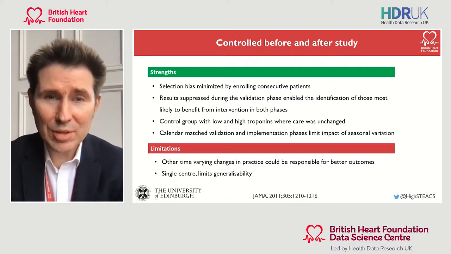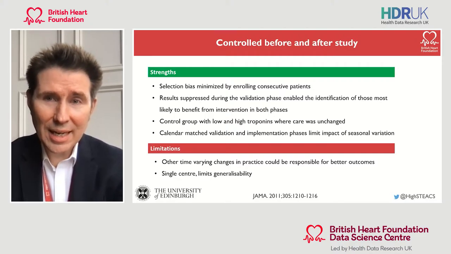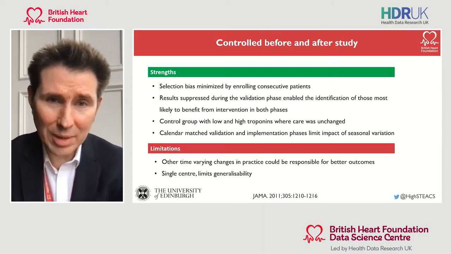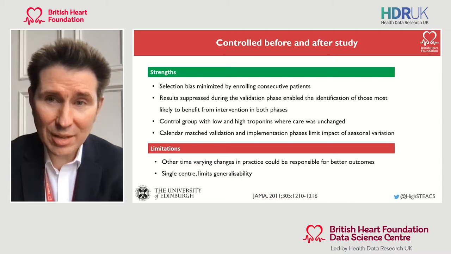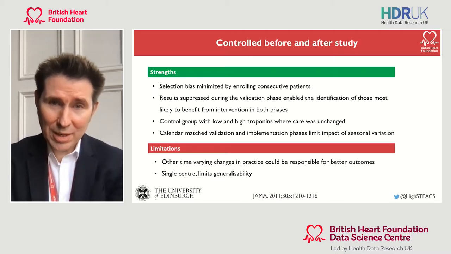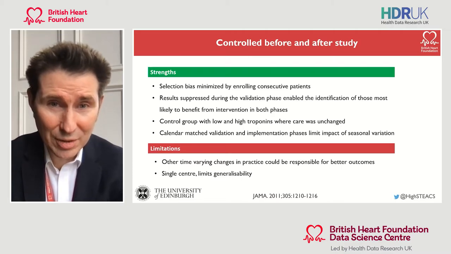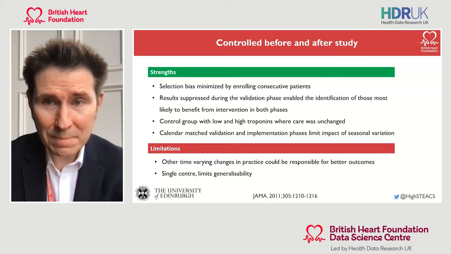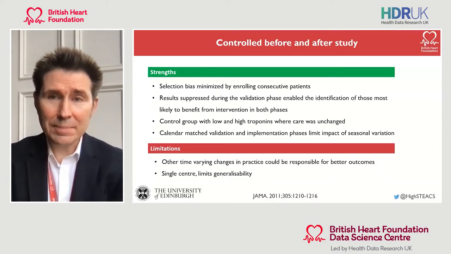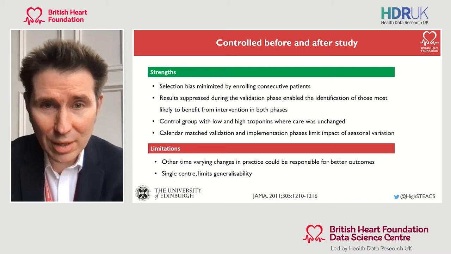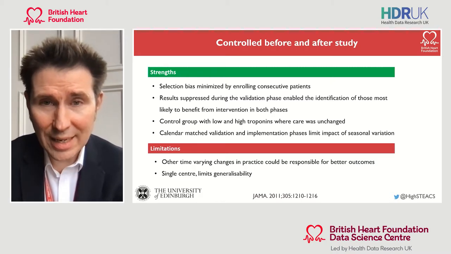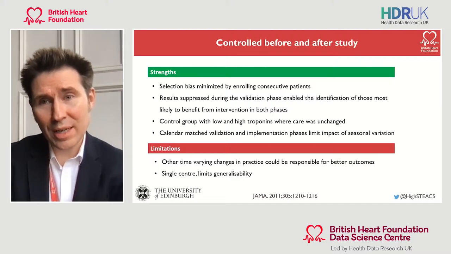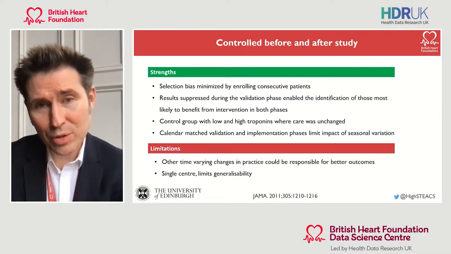By enrolling absolutely consecutive patients, we avoid all selection bias, which is a major issue in most cardiovascular research. By suppressing the results during the validation period, we're able to truly identify those that would benefit potentially in both phases of the study. And by including control groups with low and high troponin concentrations where care was unchanged, we're able to control for time-varying effects. And we also use calendar matching.